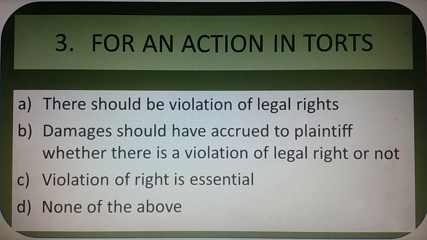As said earlier, infringement of legal right should be there. We know that rights are of two kinds, legal right and moral right. So the infringement of legal right should be there. Legal rights, we know, are the rights which are given by law, protected by law. So the correct answer is A instead of C.